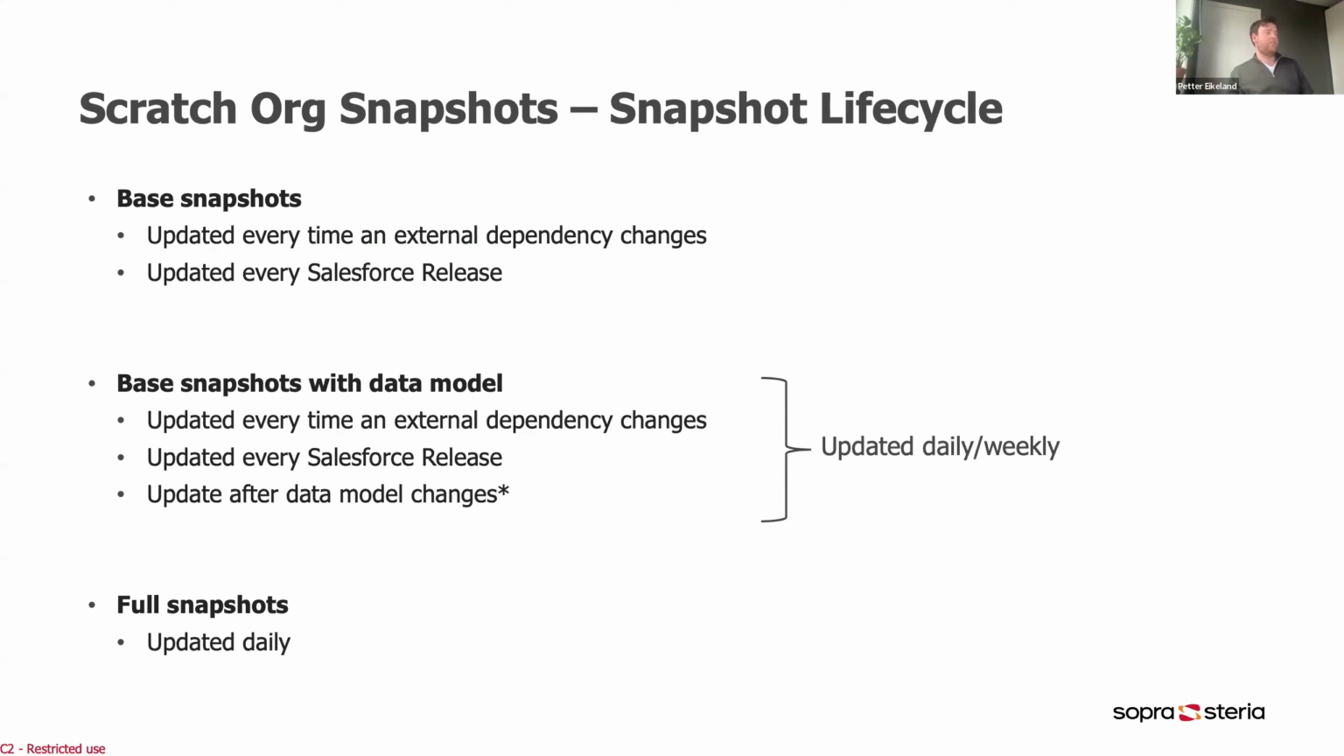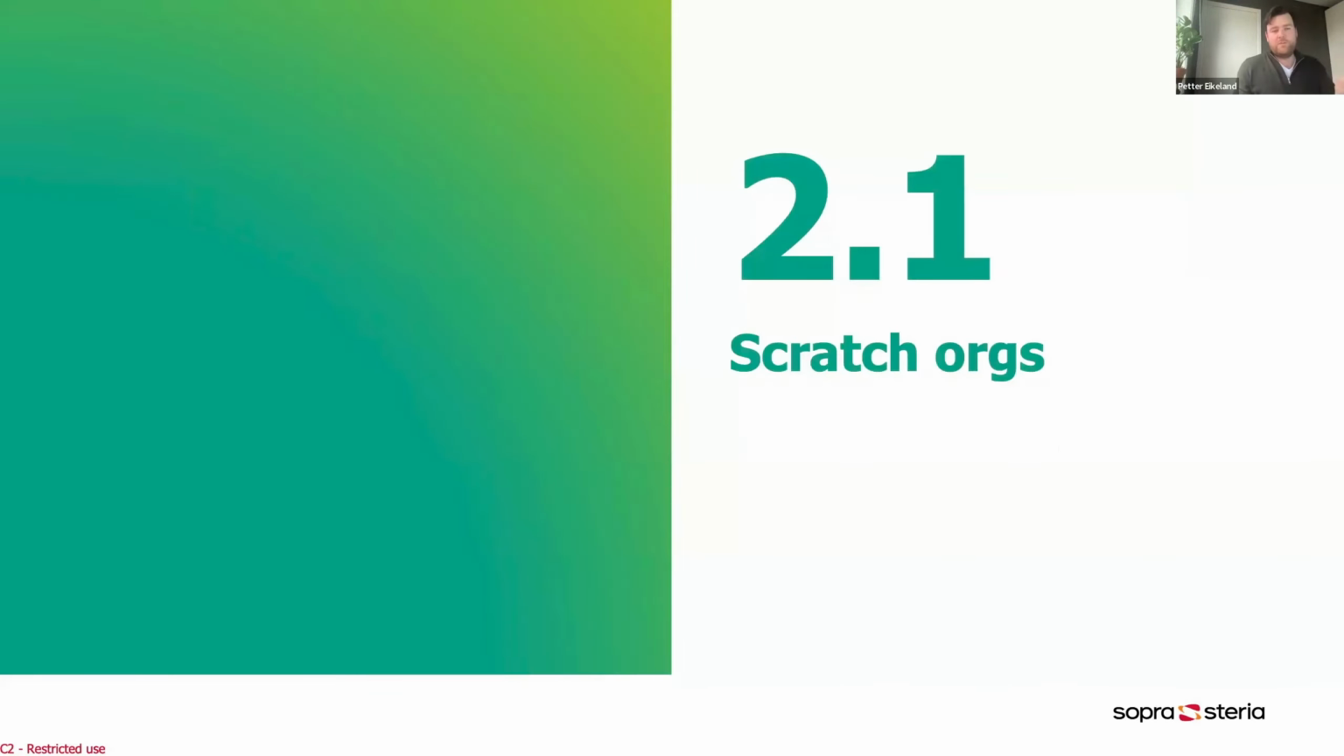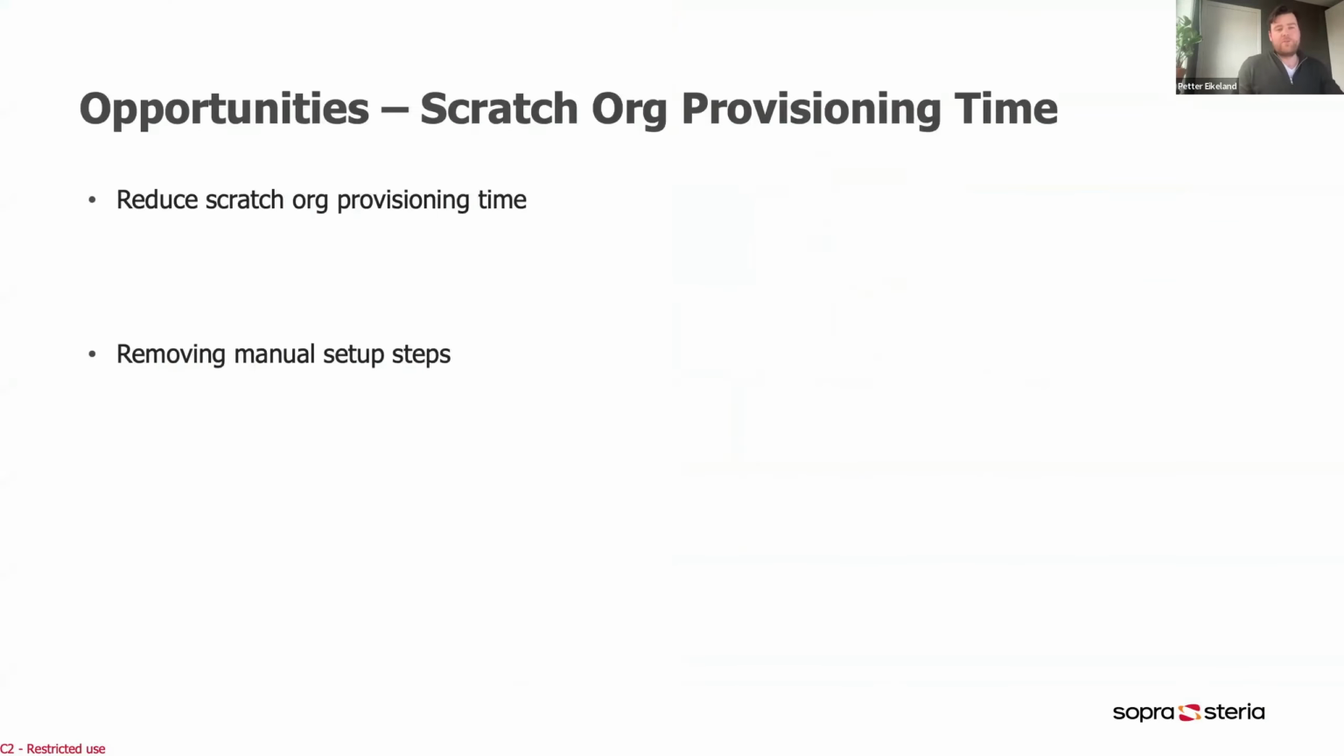So without further ado, the introduction to the snapshots and the categories that I have boxed them into, let's jump into the different opportunities. So first, the scratch orgs. What would this mean for our scratch org provisioning, and what would it mean for manual setup steps? As mentioned earlier, how long it takes us to provision a scratch org is an important indicator of using scratch orgs versus sandboxes or other types of development.